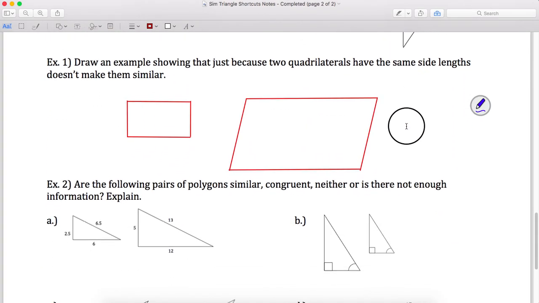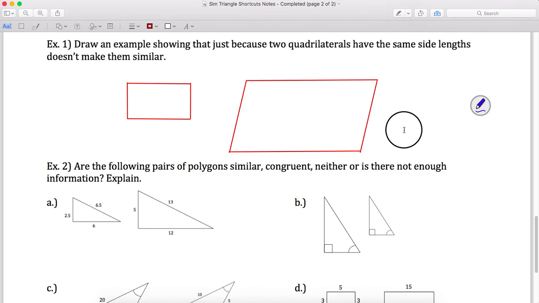All right, down below on example 1, you'll need to use your protractor for this because you do need to measure it. I didn't measure, obviously, with a ruler or anything, but the directions were to draw an example showing that just because 2 quadrilaterals have, and by the way, I think your copy is correct, this is supposed to say proportional side lengths, not same. Proportional side lengths doesn't make them similar.